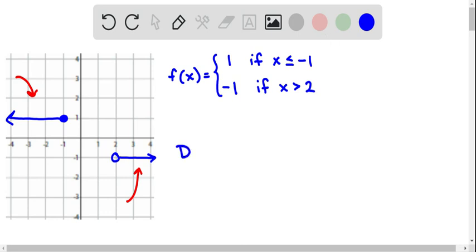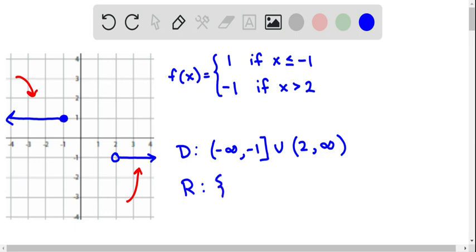Now for the domain of the entire graph, we're going through x values from -infinity to -1. So we have that interval. We're including -1, so we need a square bracket. And then we're also going through x values from 2 to infinity, and we're not including 2, so we need a round bracket.